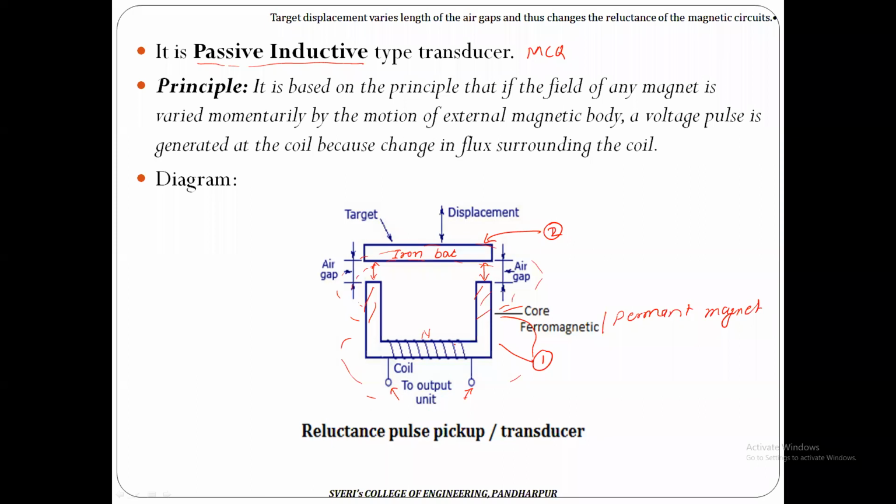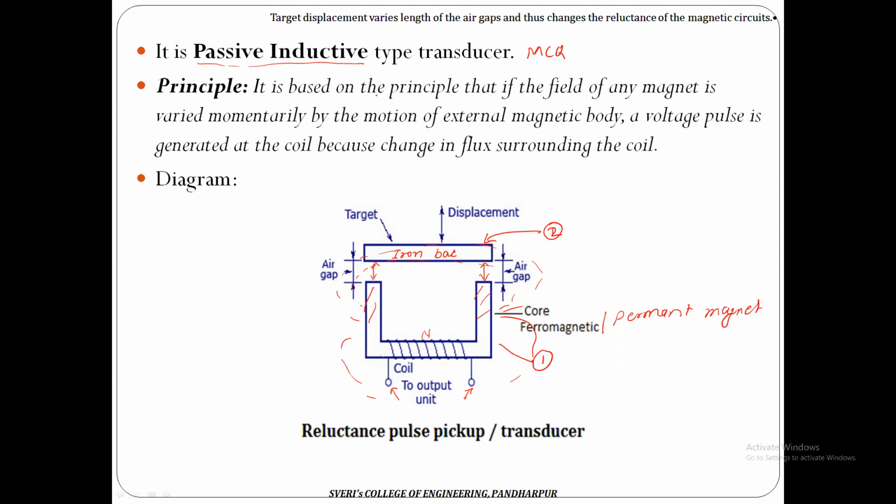And this induced EMF is totally based on the displacement of this iron bar. In this way, the displacement of the iron bar will produce the EMF in the coil here. And this induced EMF is proportional to the displacement of this iron bar. So once again, please try to read that.